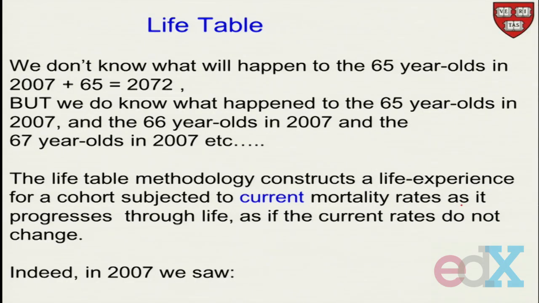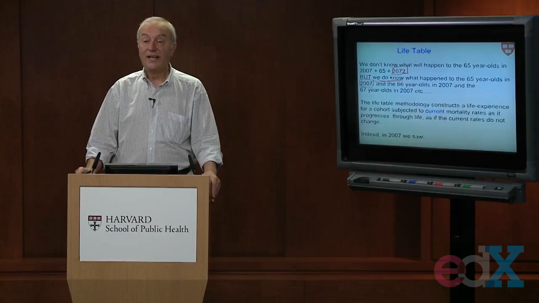He says, we don't know what will happen to the 65-year-olds in 2072 because we're not there yet. So we can't follow this cohort till 2072. But we do know what happened to 65-year-olds in 2007. We'll just follow them up for a year, and see how many die in the next year. Follow them up for 2 years, how many die in the next 2 years, and so on. And then I can tell you what happened to 65-year-olds in 2007. I can also tell you what happened to 66-year-olds, and 67-year-olds in 2007.